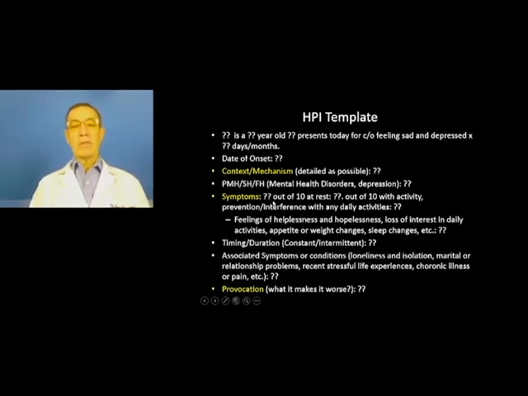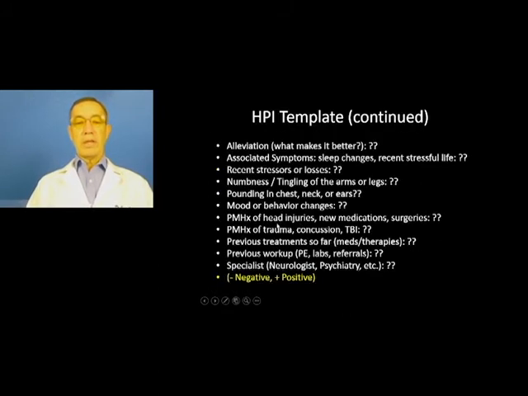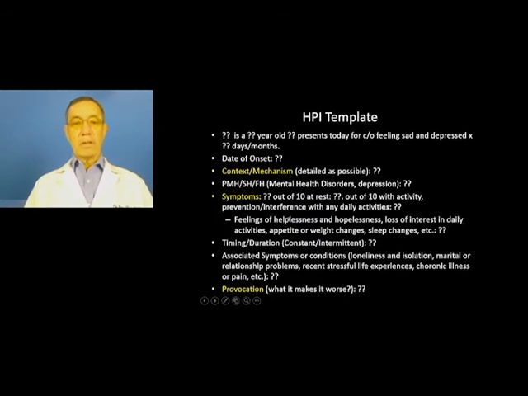And are their symptoms different if they're at rest? How many number out of 10 at rest, and how much with activity? Does it prevent or interfere with their daily activities? And do they have these sort of feelings of hopelessness, helplessness, loss of interest in daily activities, appetite or weight change, sleep changes? Is it constant or intermittent? Are there associated symptoms like loneliness or isolation, marital or relationship problems, recent stressful life events, chronic illness or pain?